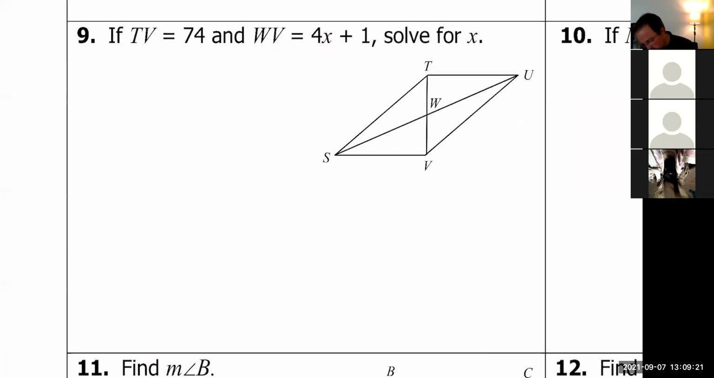Okay. Well, what do we know about the diagonals in a parallelogram? They bisect each other, which means TW and WV are congruent to each other, which means how many 4x plus 1s are actually in that entire diagonal? There's 2 of them. So take 2 of WV because they're congruent anyways. So 2 times 4x plus 1 should equal the total length of 74.